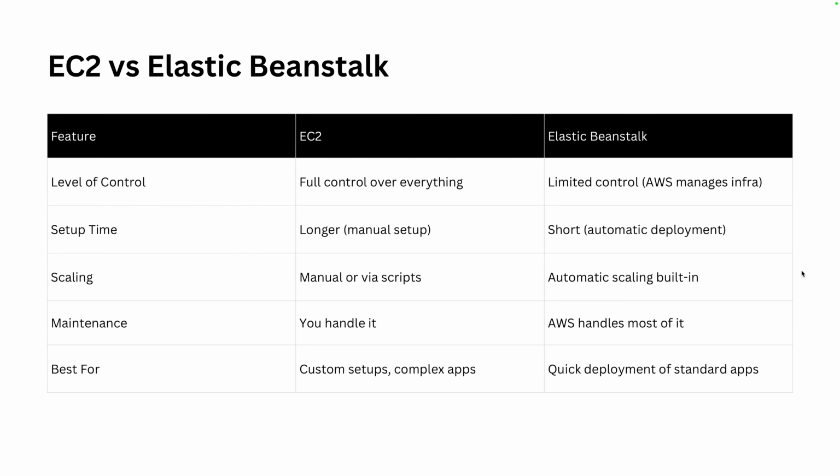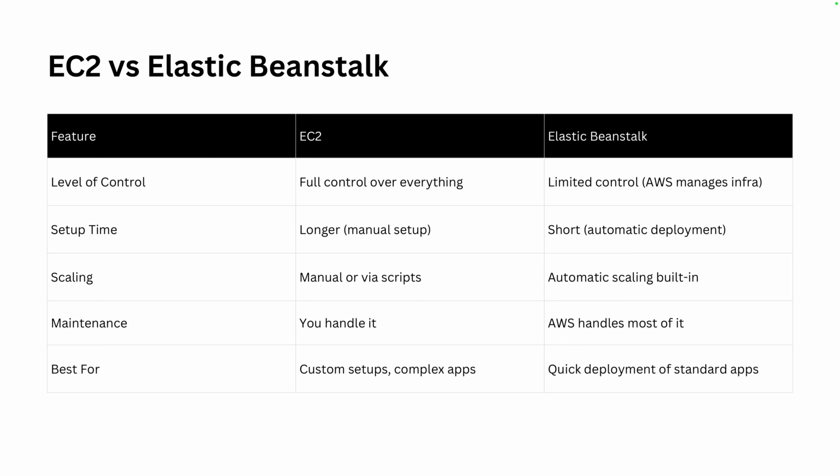Now EC2 and Beanstalk both can be used for launching and basically deploying your application, but there is a basic difference. So EC2 gives you full control over everything, but Beanstalk has limited control because AWS manages infra. So here you have a quick deployment. In EC2 you pretty much have to set up everything, so this is going to take a lot of time. So that is why EC2 has a longer setup time, but for Beanstalk it is very short.